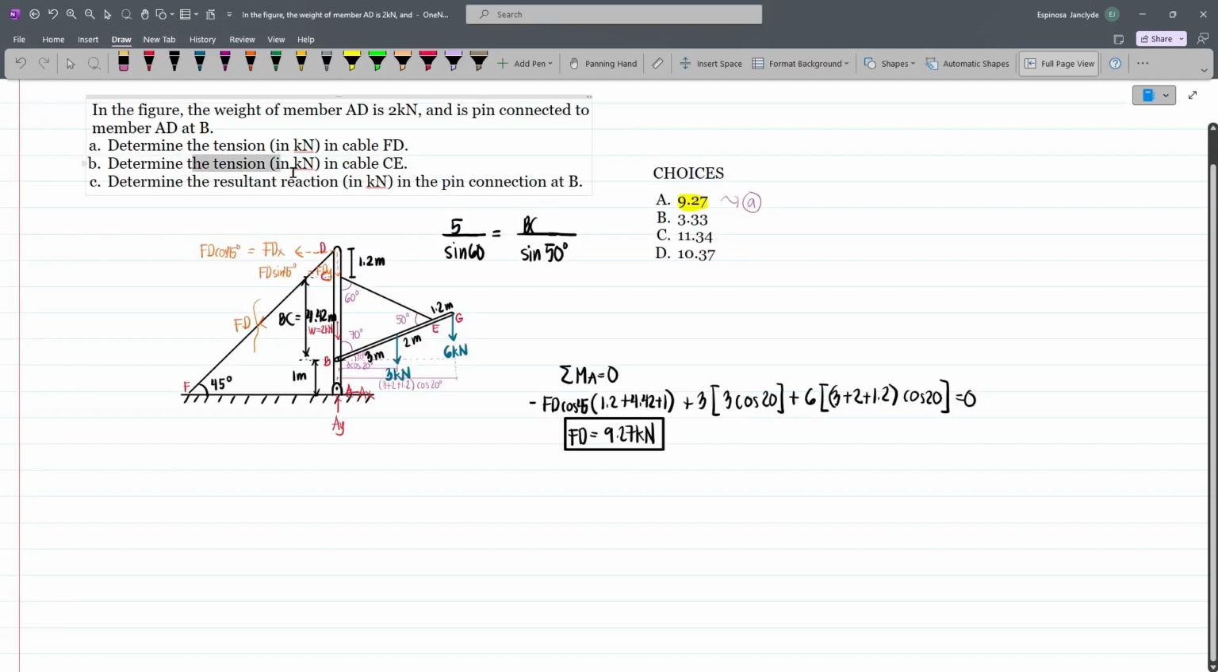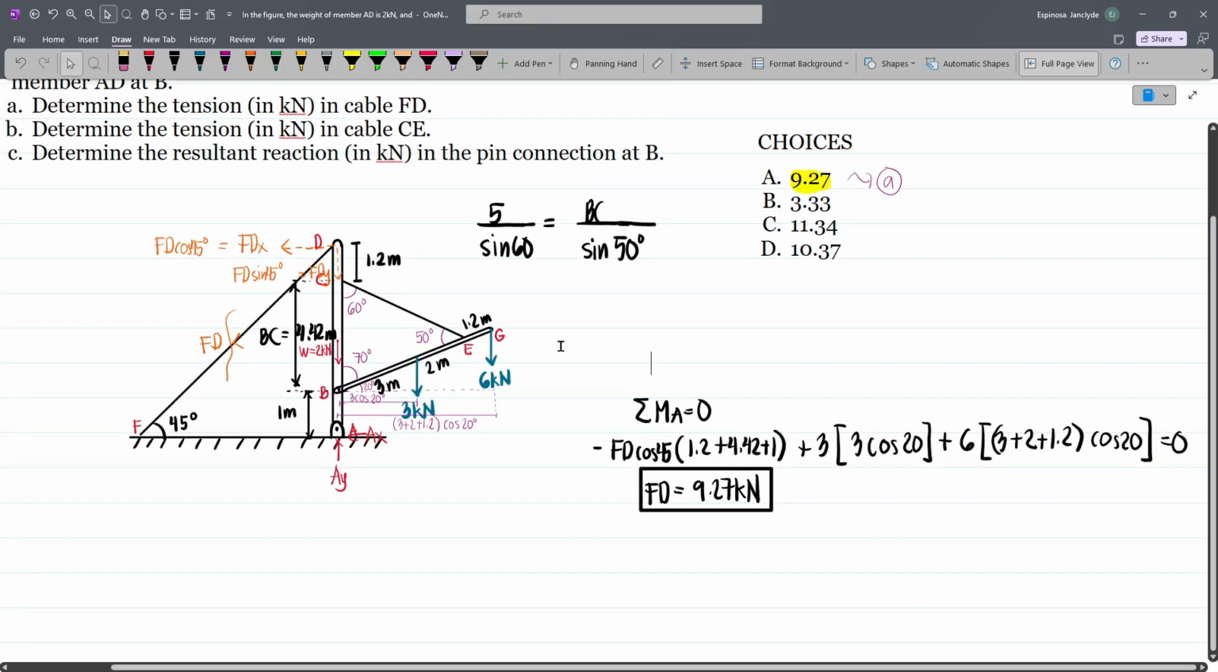Now dito naman tayo sa letter B. We have to determine daw the tension in cable CE. Now, paano natin yan kukunan?